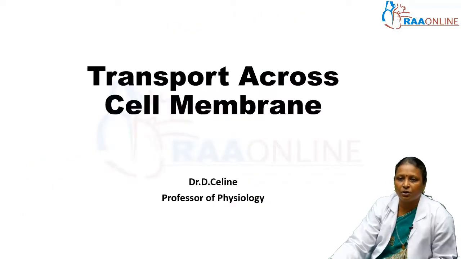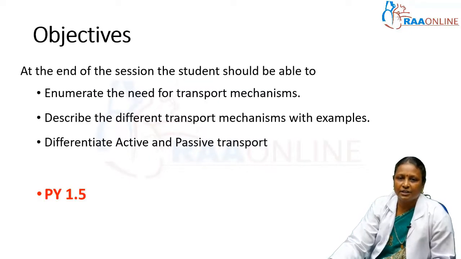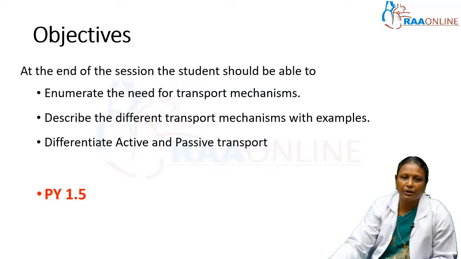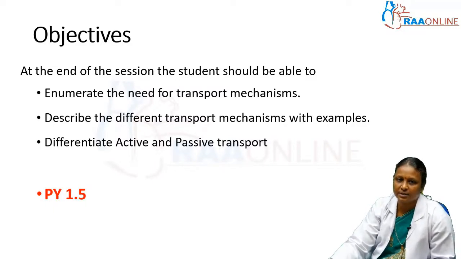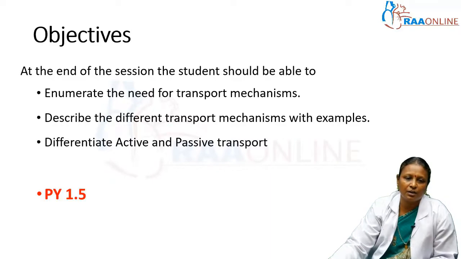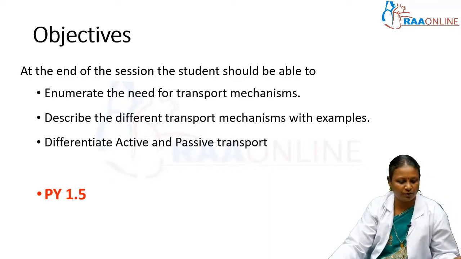Today the topic is on transport across cell membrane. At the end of the session, the student should be able to enumerate the need for transport mechanisms, describe the different transport mechanisms with examples and differentiate between active and passive transport. This session comes under the competency number PY 1.5.